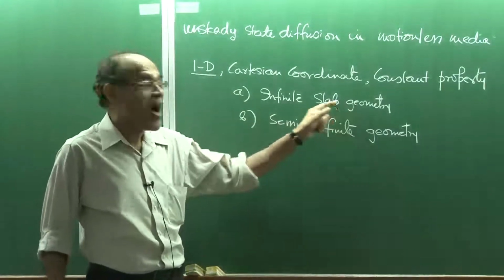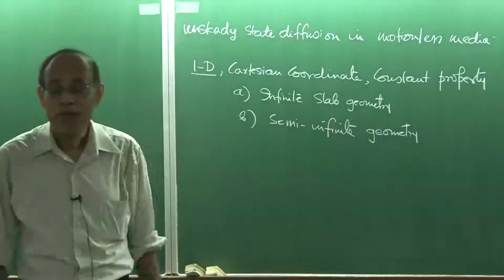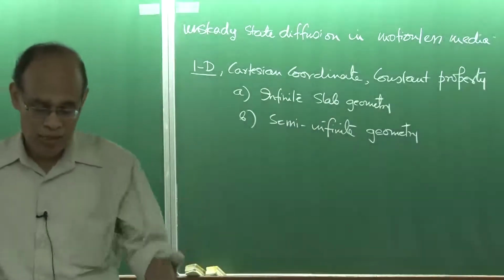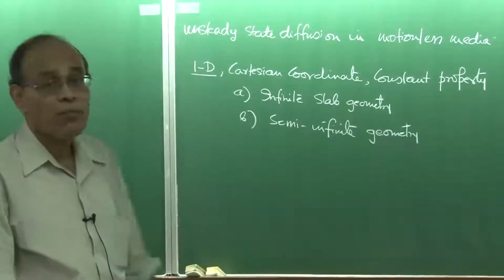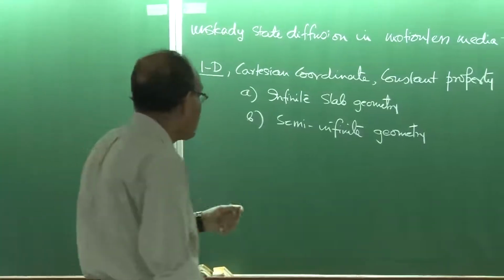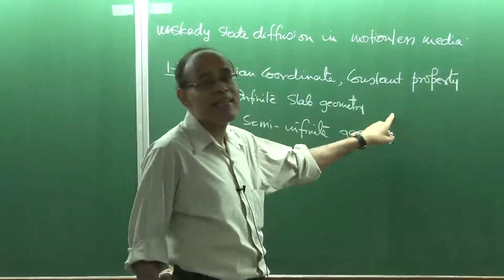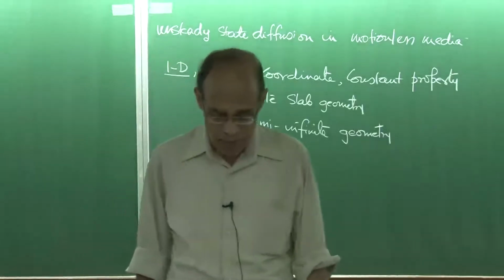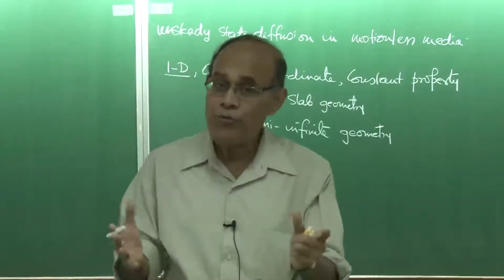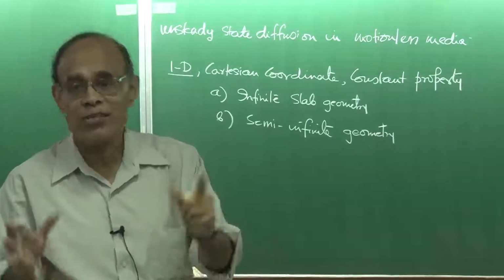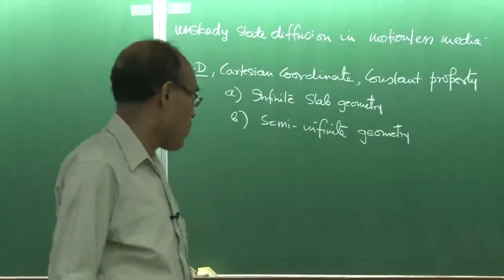In the context of infinite slab geometry, if you remember, I have shown you that although I didn't show the derivation, as a result of the product solution technique, one can derive the solution, and that solution is represented in terms of an infinite series having two different functions. One is an exponential function, the other being a cosine function.